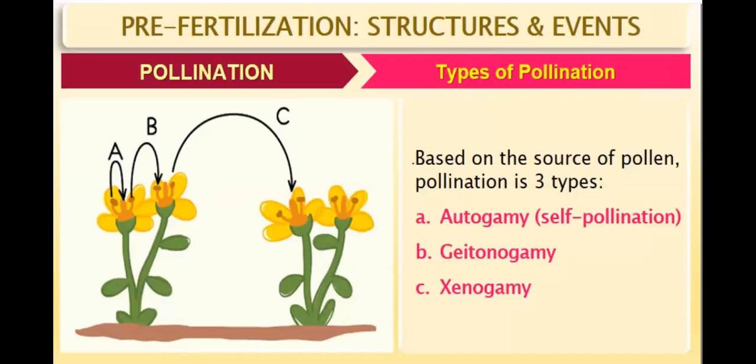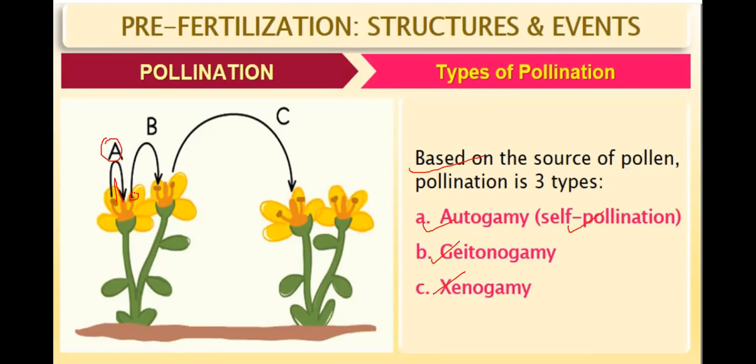Now, what are the types of pollination? Based on source of pollen, pollination is of three types: autogamy, geitonogamy, and xenogamy. So there are three types of pollination: autogamy, that is called self-pollination, then geitonogamy, then xenogamy. So this is the transfer of pollen grain from the anther to the stigma of the same flower. That is one type of pollination.